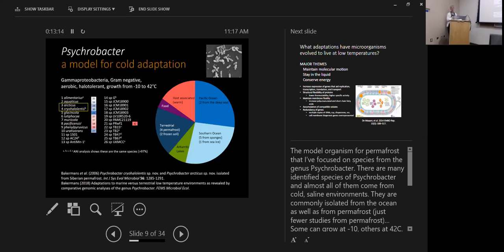At -10, it was around 30 days, which is pretty good, I thought. It's a lot longer for other organisms. But I think that's because this is just like the E. coli of the permafrost, this guy.